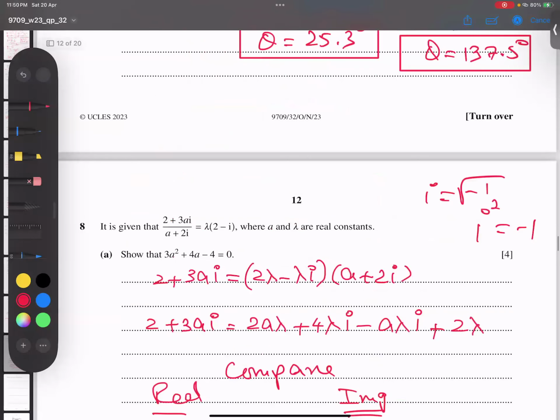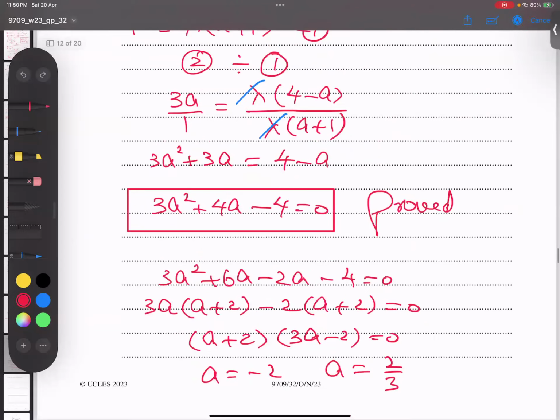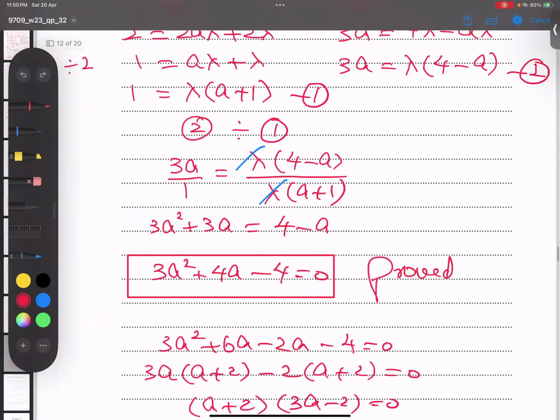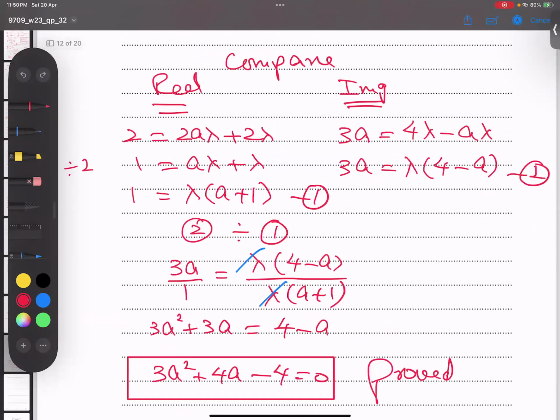And let's see, did he mention any positive? No, nothing. He did not mention positive or negative. Be careful when we have these kind of things. So we have two numbers, a is -2 and 2 by 3. And both values I will plug in where? In any one equation. I think I plug in equation 1.